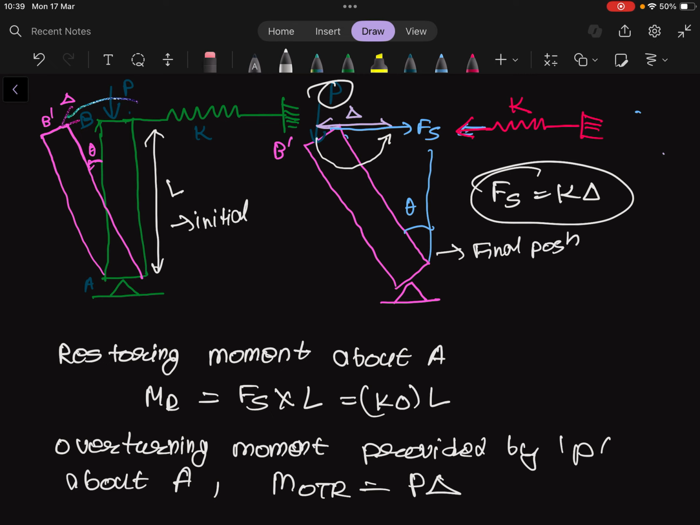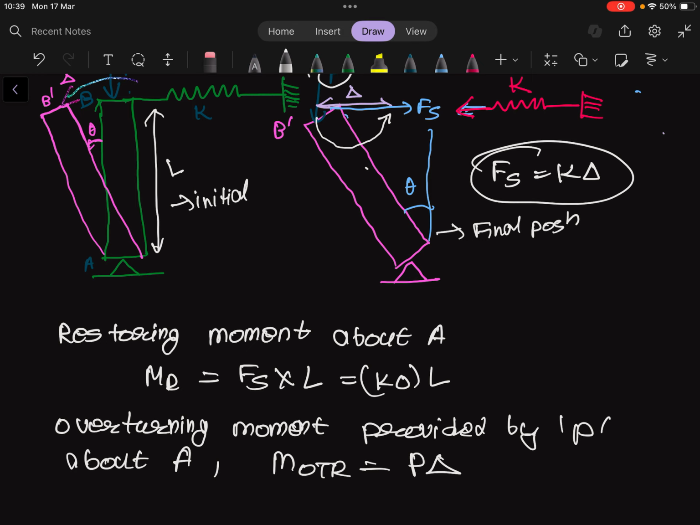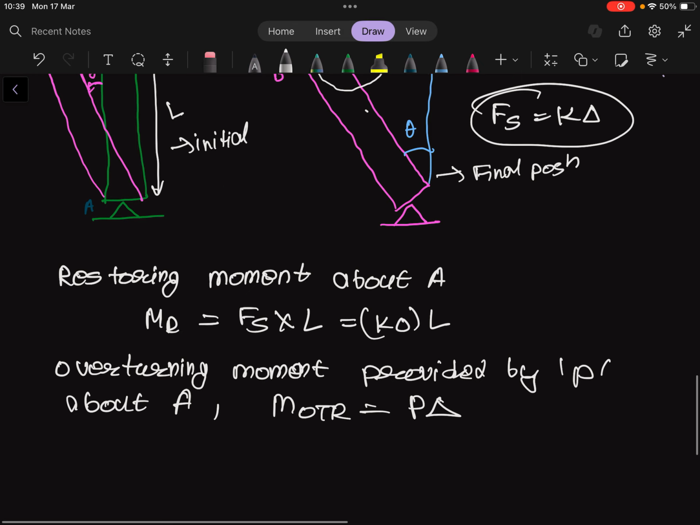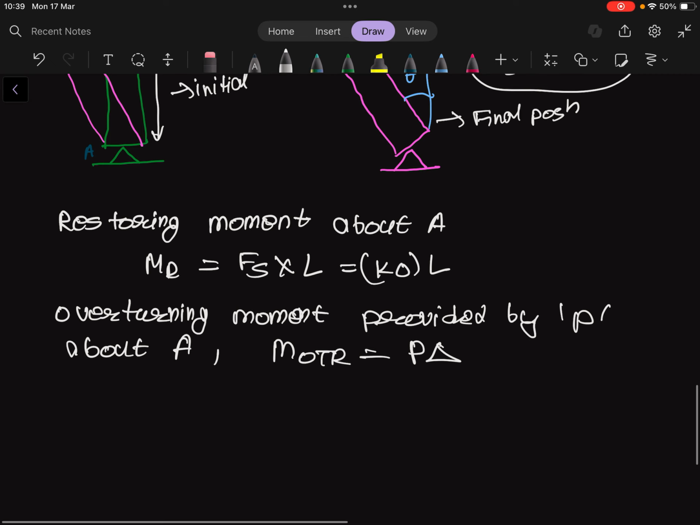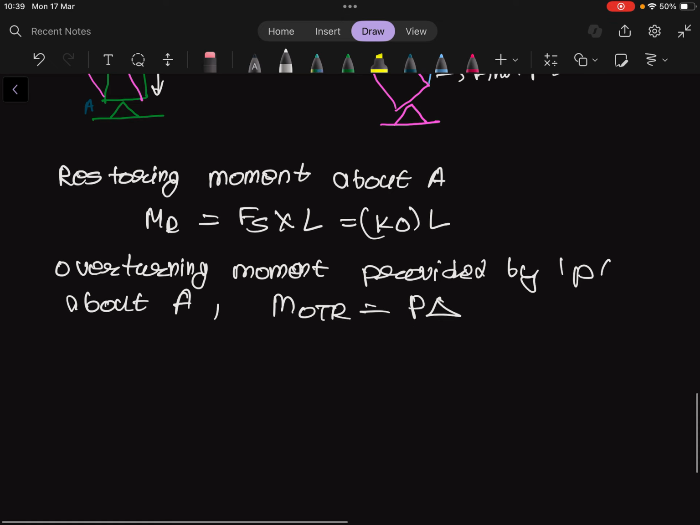Okay. So it's trying to bring back the column to its initial position. So this is called overturning moment. So when restoring moment is equal to the overturning moment, we can call this stage a critical stage, which we discussed earlier. And this load is called the critical load. So let's find out the critical load equation.